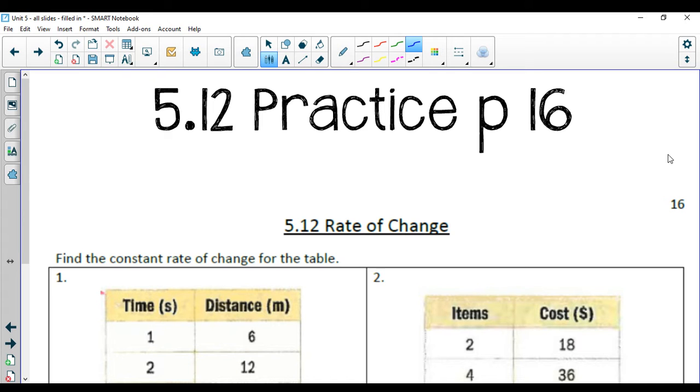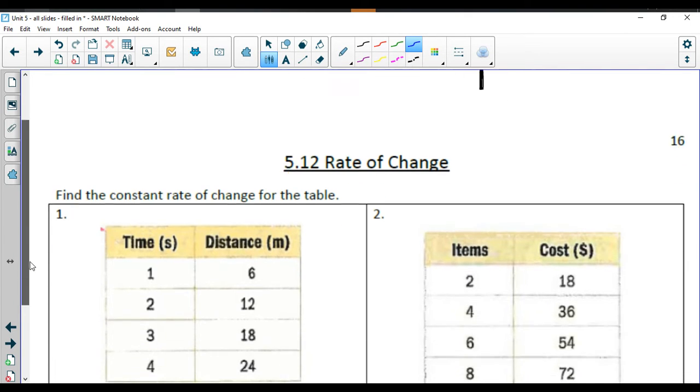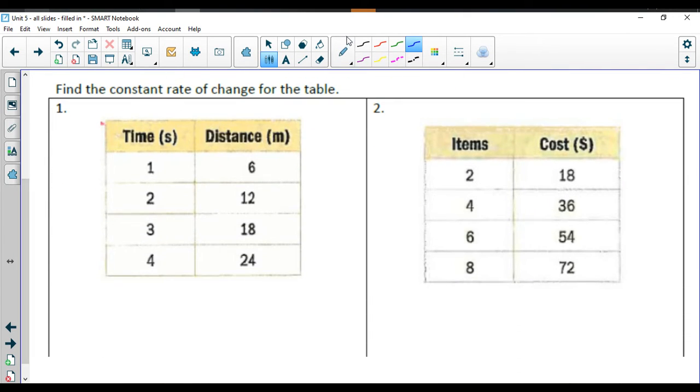5.12 is the lesson on rate of change. This is the practice packet problems on page number 16. We're going to start off in the first two by finding the constant rate of change for the table. In any given table, when they're not labeled, the left is the x and the right side is the y.